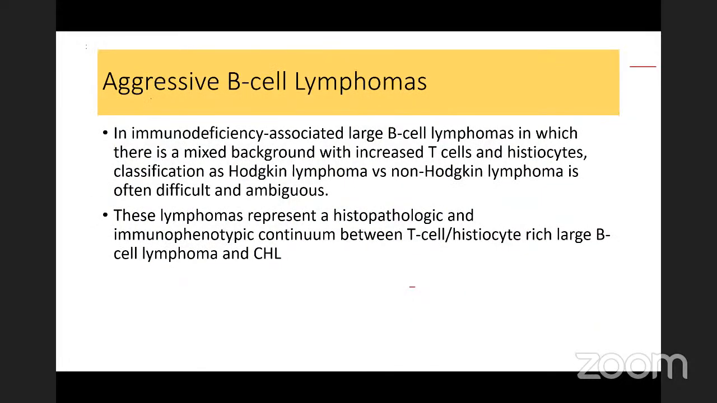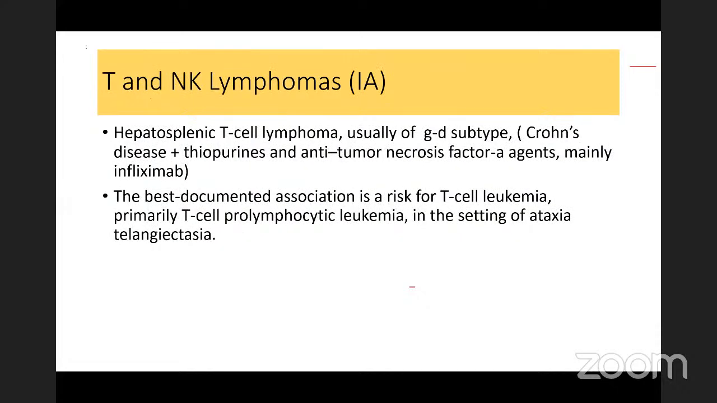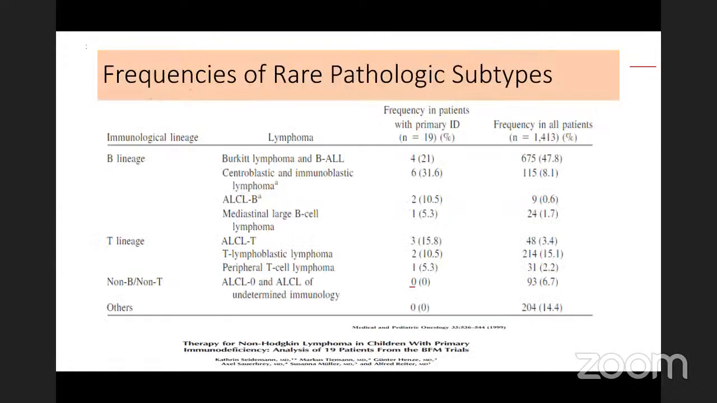Next, please. So for the aggressive B-cell lymphoma, for example, in the immune deficiency stage, there is a mixed background of inflammatory cells, and sometimes you cannot specify the patient as clear Hodgkin or clear non-Hodgkin, and sometimes even the immunophenotype shows a continuum between T-cell histiocyte-rich B-cell hyperplasia and classical Hodgkin lymphoma. Regarding T and natural killer cell lymphoma, it's not common in immunodeficiency lymphoproliferative disorders, and what's reported is T-cell leukemia and T-cell prolymphocytic leukemia in the setting of ataxia-telangiectasia.